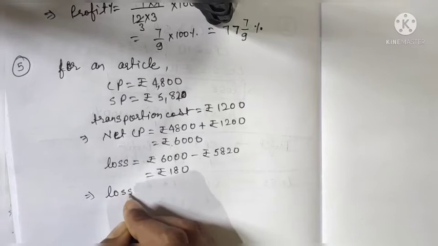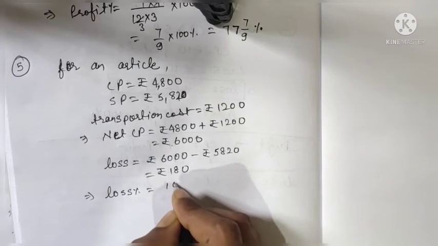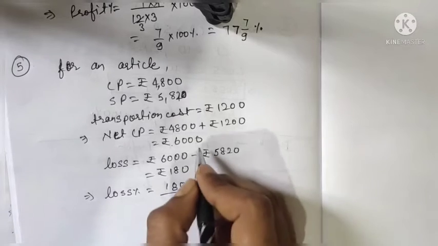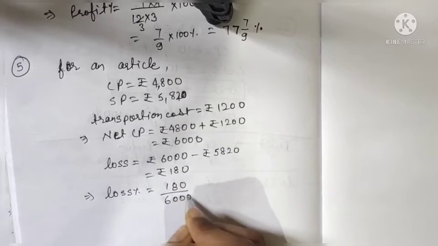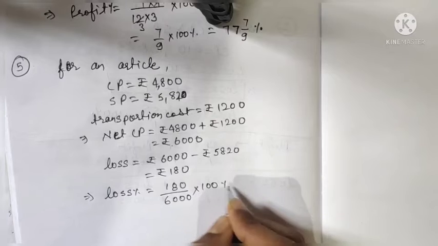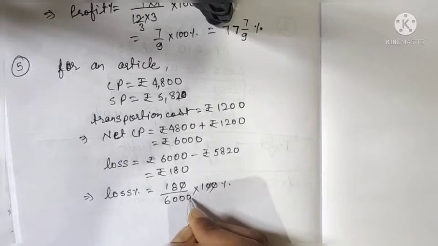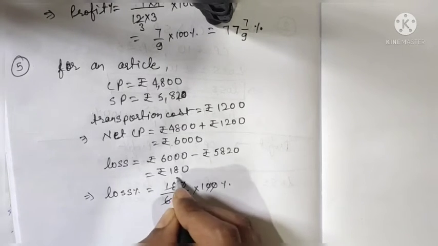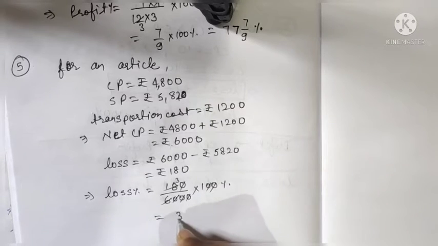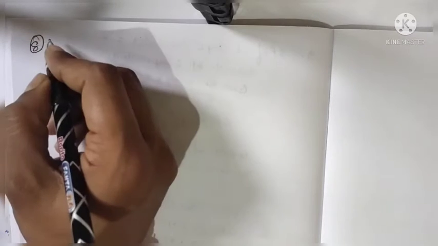Then just apply the formula, that is loss percent is equal to loss by CP, CP is 6,000 into 100%. Simple. Zeros cancel, 6 3s are 18, and the answer will be 3%. Now question number 8, just look at it carefully.